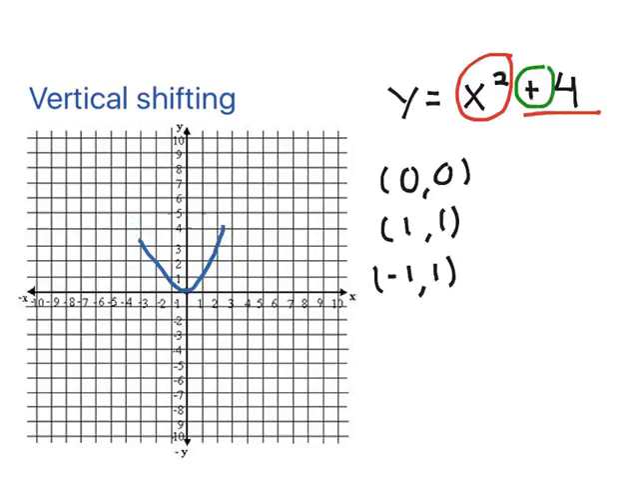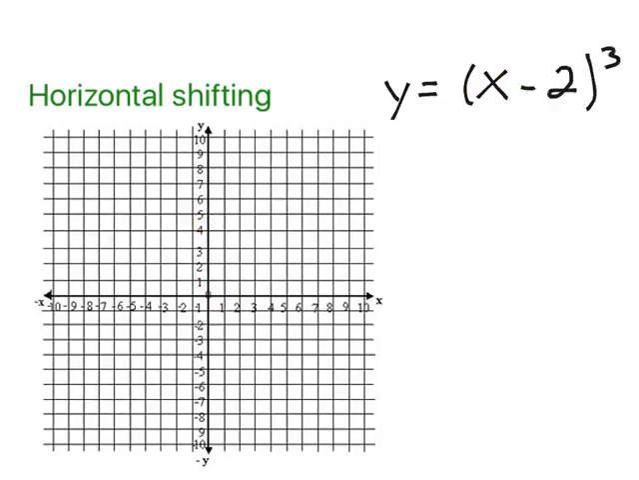After we moved our points, our new coordinates will be (0, 4), (1, 5), and (-1, 5). And now we just have to match the points, and here we have our new line right above the original one. The next type of transformation is horizontal shifting.